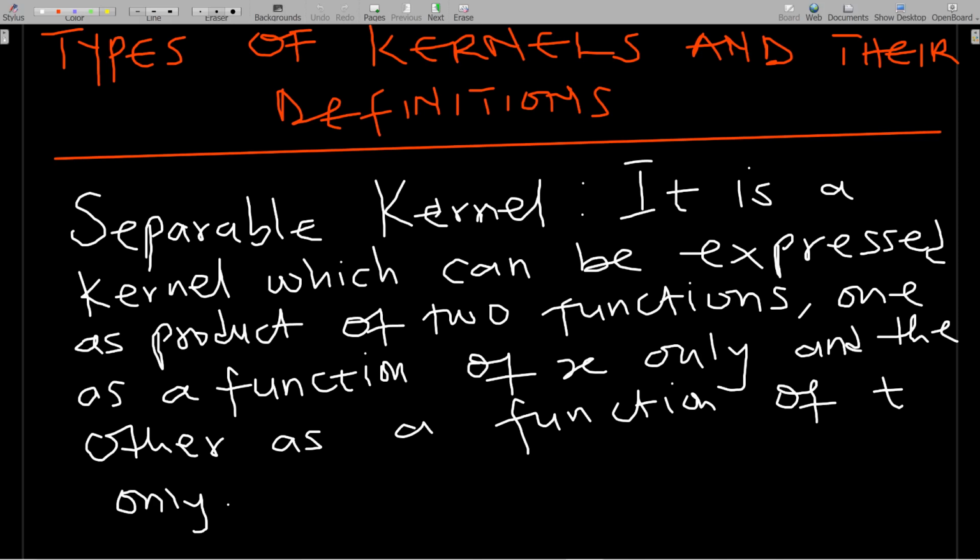In this lesson, we'll go through some basic definitions of special types of kernels.